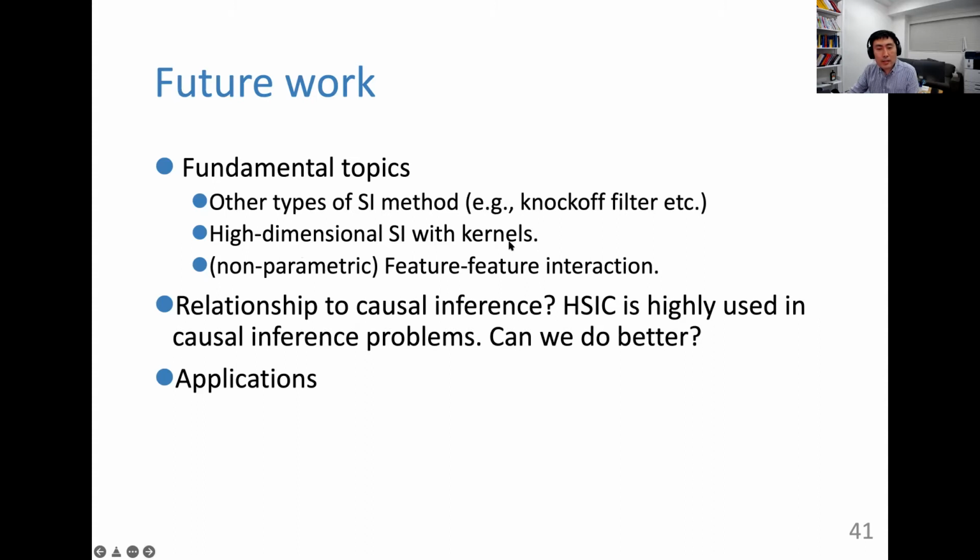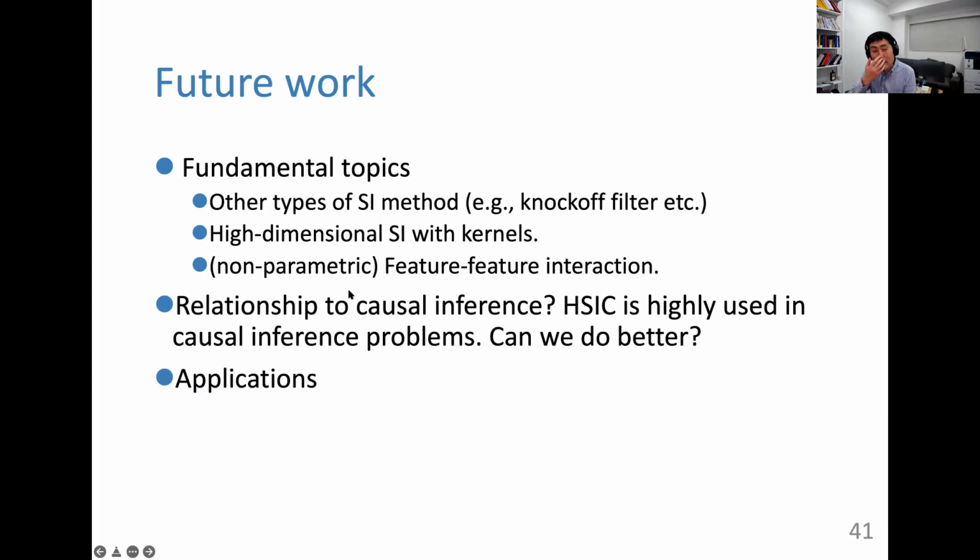Basically, because the kernel method is non-parametric, we need a relatively large number of samples. So in a very high-dimensional case, we cannot detect many features with our current proposed method because we need lots of samples. Also, this is a question by Anthony: currently we do not consider feature-feature interaction, because if we start considering it, this can become very high dimensional, and therefore we cannot detect the features. So this is still an open problem.